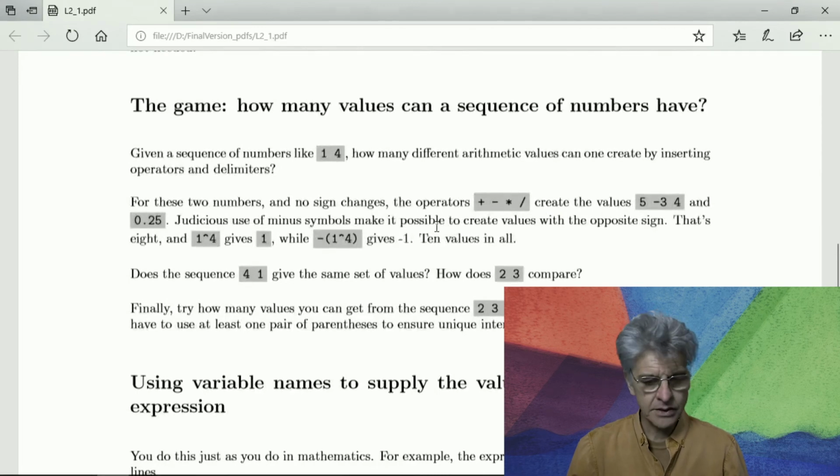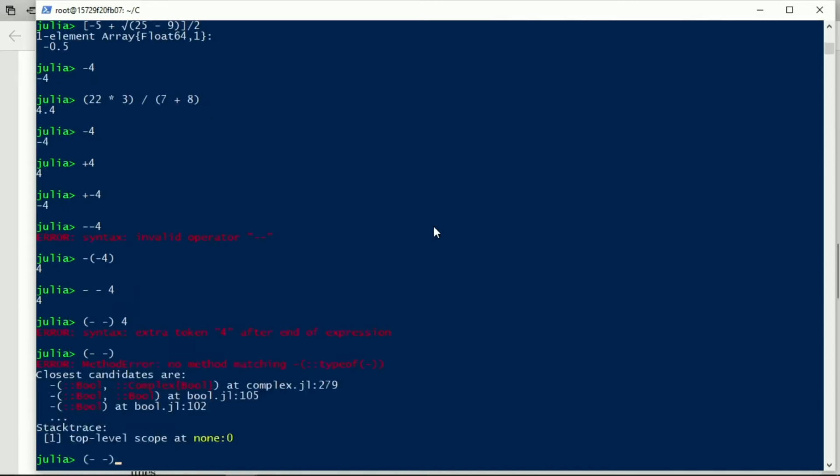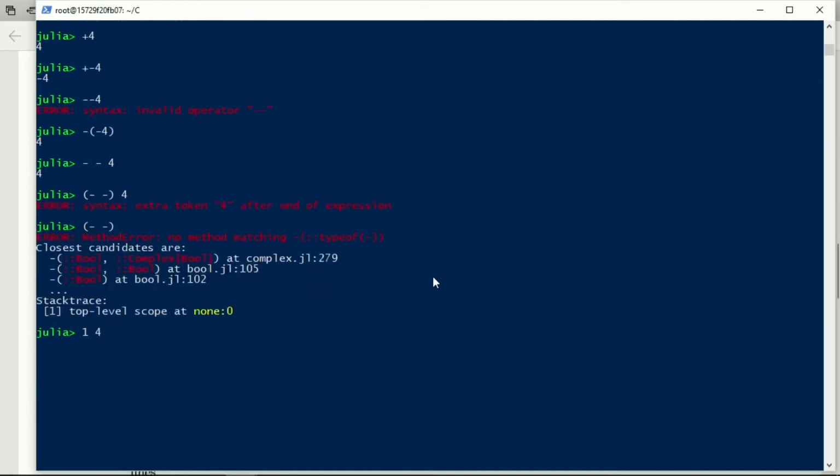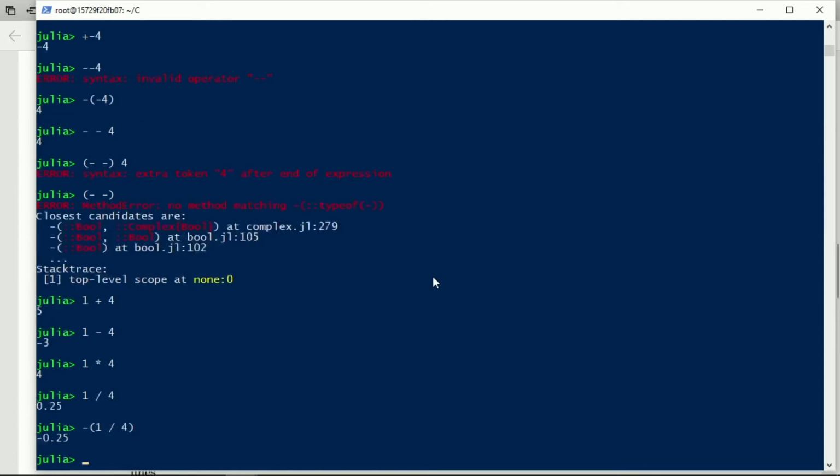So here is a situation. We have the values 1 and 4. Now we want them to take values, so we can put a plus there, and we can put a minus, and we can put a multiply, and we can put divide. And of course, if we want the negative values, we can just put these in parentheses and put a minus in front, and we get the negative values. So this gives us 8 values.